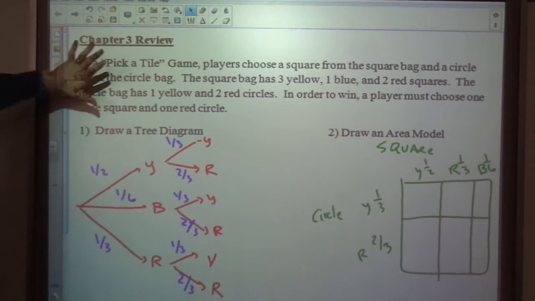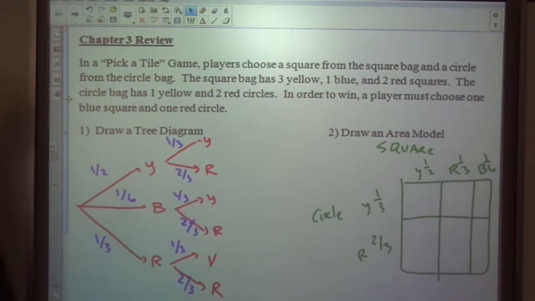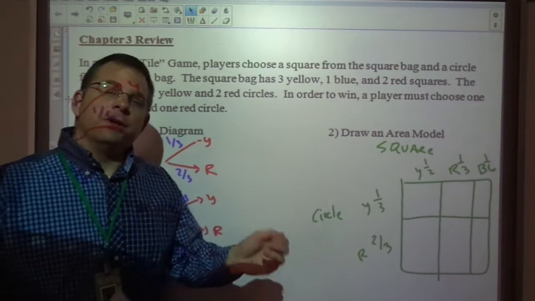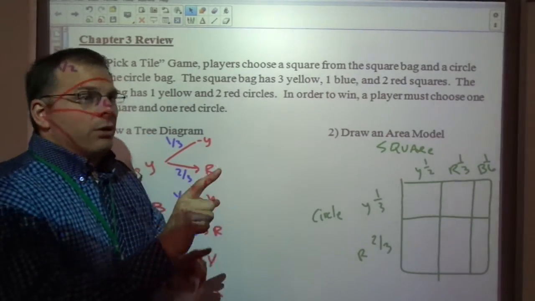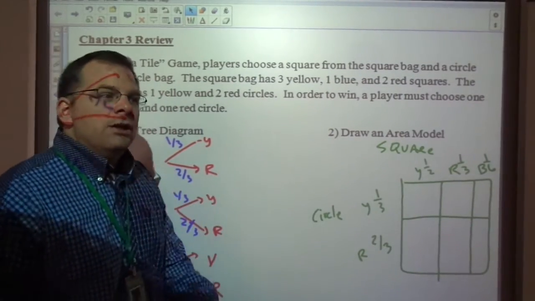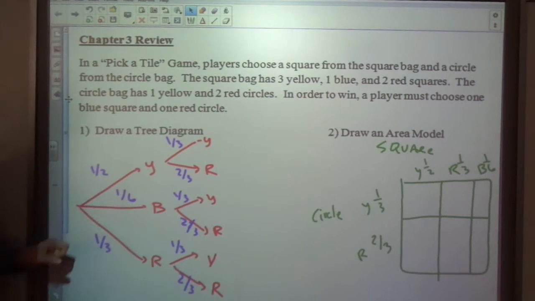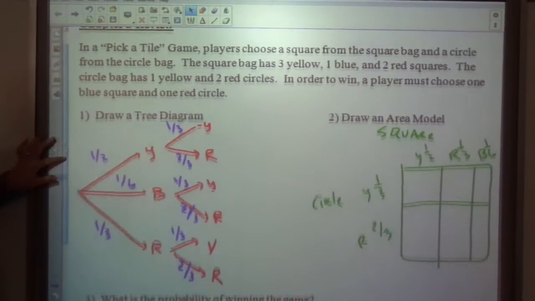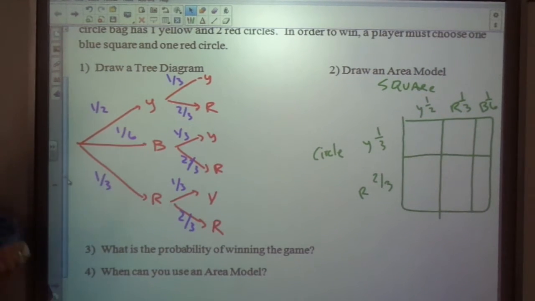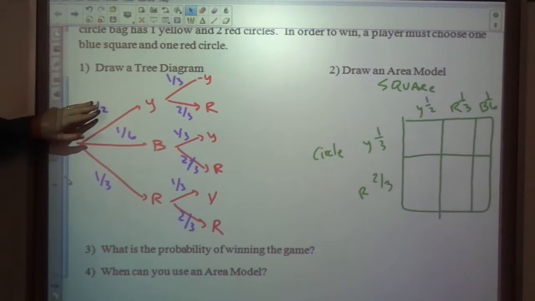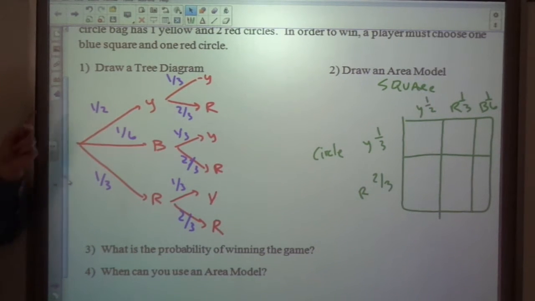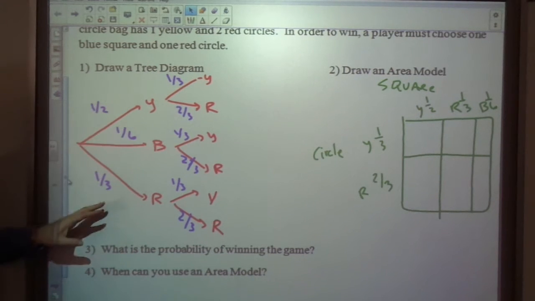So this first game, we're choosing first a square and then we're choosing a circle. So we don't have branches that go either a square or a circle because we choose both. First we need branches that are going to be our square possibilities. It could be yellow or blue or red. And we put the probabilities on there that make it work. There were 6 of them in there, 3 of them were yellow, 1 was blue, and 2 were red. So here's our square possibilities.